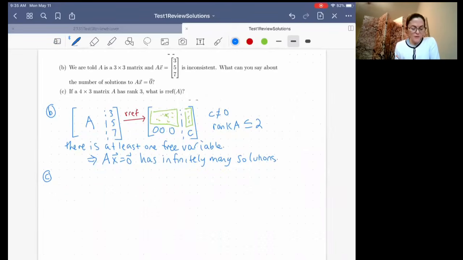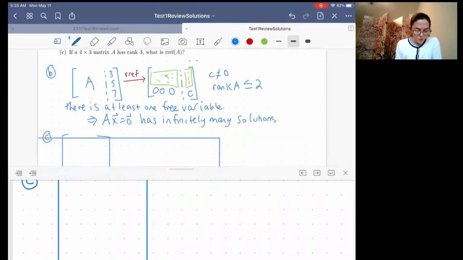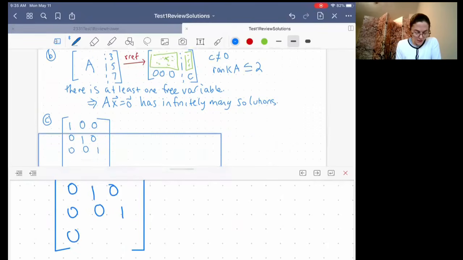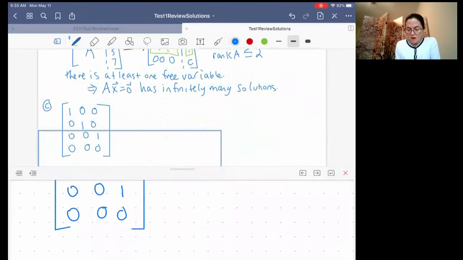We have a 4 by 3 matrix that has rank 3. What's the reduced row echelon form? So we have 4 rows, 3 columns, and we have rank 3. Well, there's only one option here for the reduced row echelon form. We have to have it like this. And then here. This is the only option.